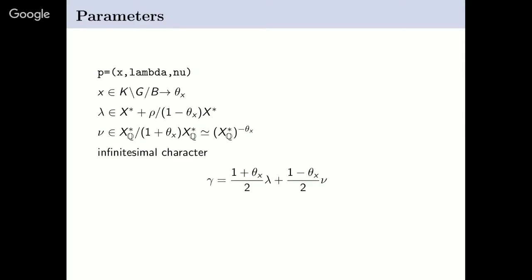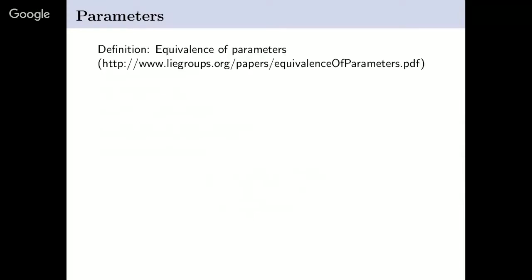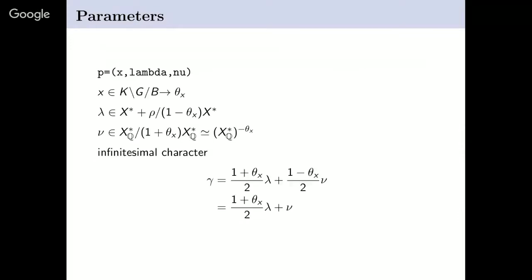And I'll remind you that when you have a triple like that, the infinitesimal character is given by this expression. And notice that (1 plus theta x)/2 times lambda is well defined on this quotient where lambda lives. And similarly for nu. And let me go back before I get to this page. Okay, so that's just a reminder of what parameters are.